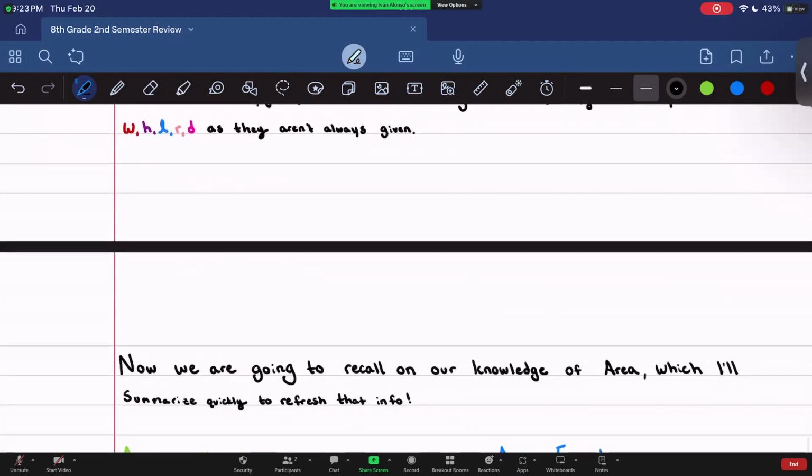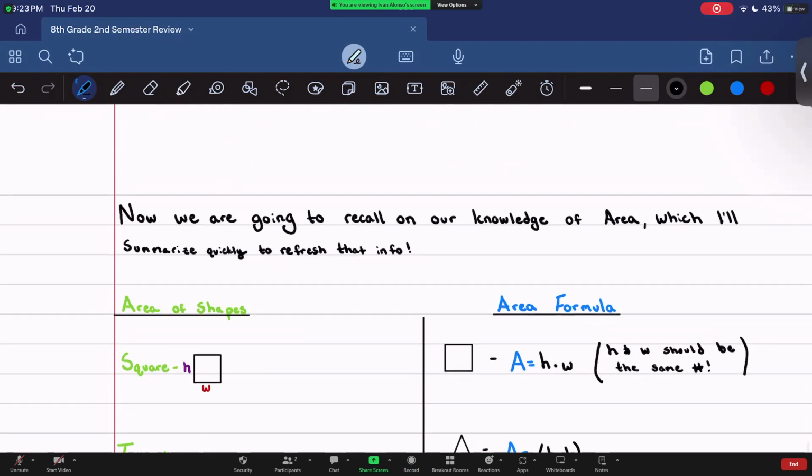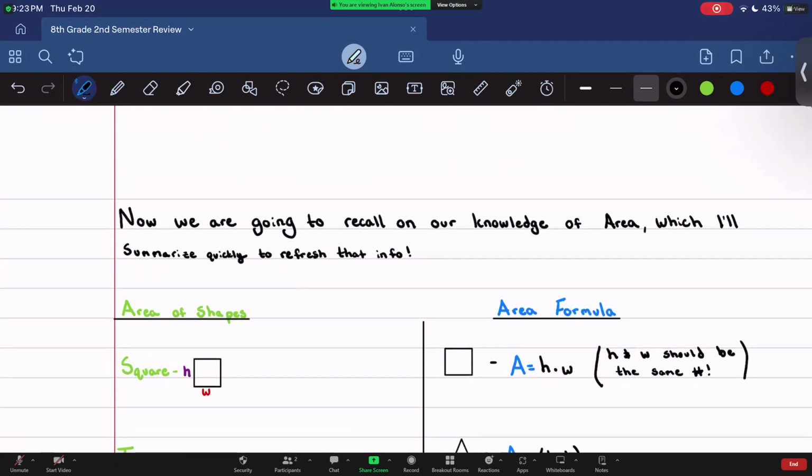We're gonna recall our knowledge of area, which I'm gonna summarize very quickly. The area of a square is height times width, and obviously it's a square, so height times width is the same number. Another way to write this is a squared. What I mean by a is you're assigning the side length to be a, and you're squaring it because it's the same.